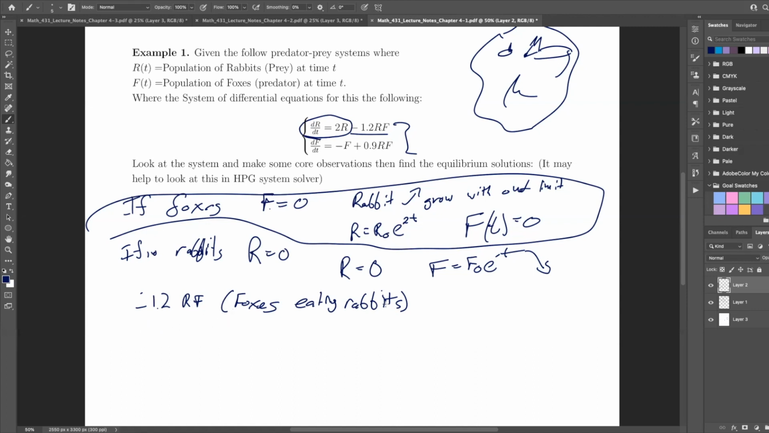And so here, this is the rabbits eating the foxes, and this is just them reproducing with infinite supply. What does this mean? This means that foxes are dying off, right? So the minus f is just foxes dying off. And this plus 0.9 RF is the foxes eating the rabbits. So it's the same here before, but this time foxes eating the rabbits, allowing them to have kits.